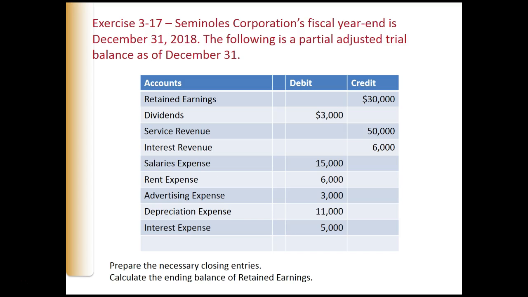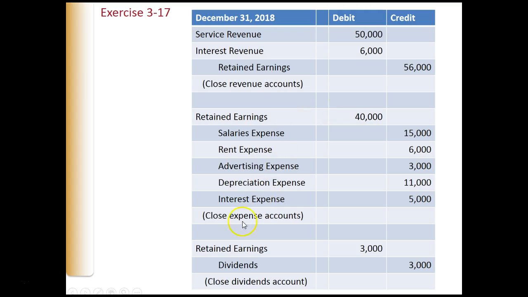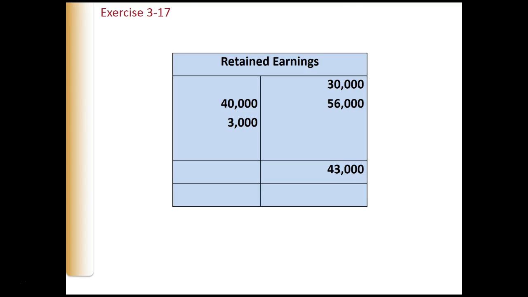Then the last entry is to zero out our dividends for $3,000. To zero out our dividends, we credit our dividends for $3,000, and the corresponding account will be a debit to retained earnings for $3,000. In preparing these closing entries, we then have gotten rid of all of our temporary accounts. Then it asks us to create the ending balance of retained earnings.